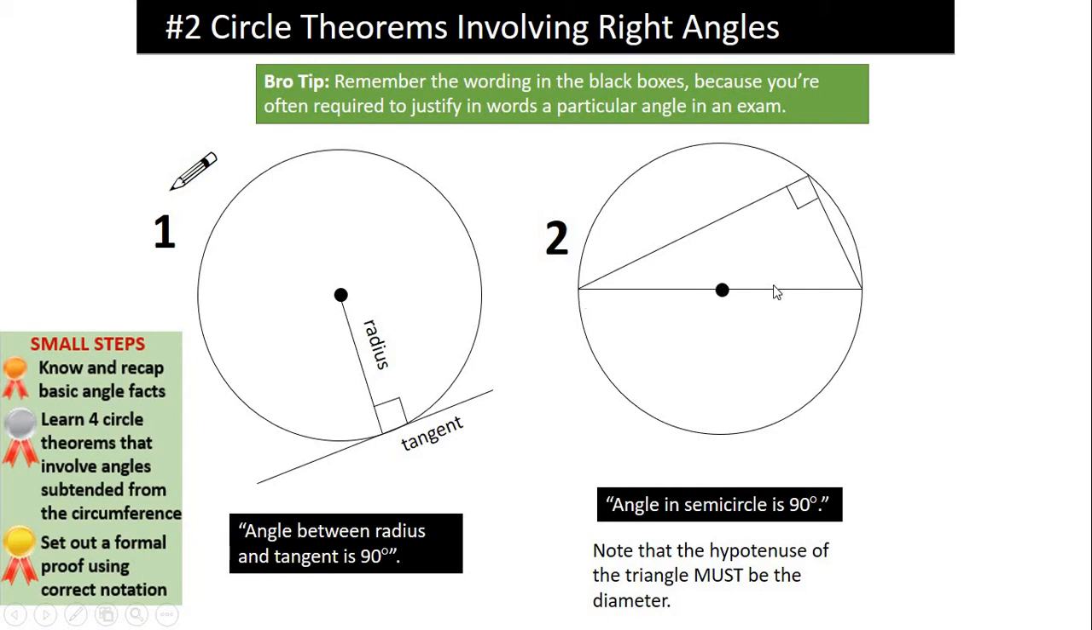That is because we've got the diameter. So we've got the diameter and a triangle. The angle in a semicircle is 90 degrees.